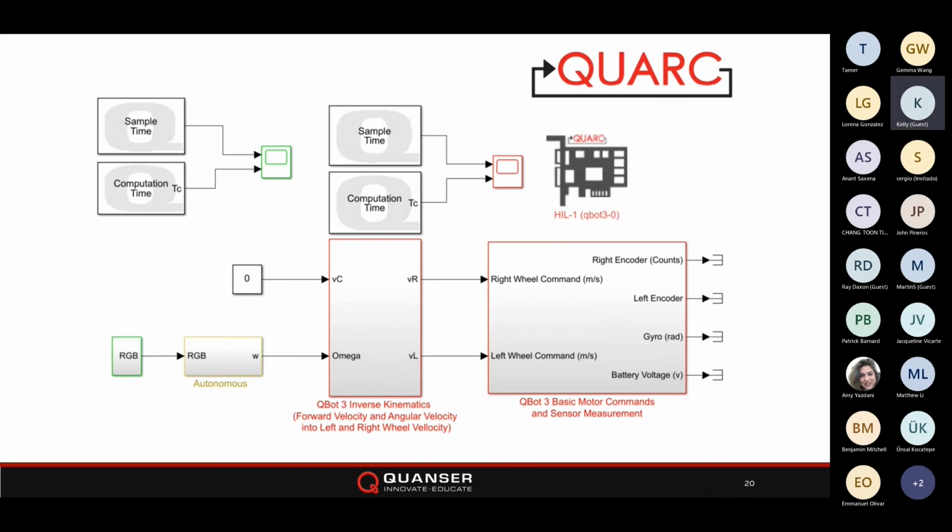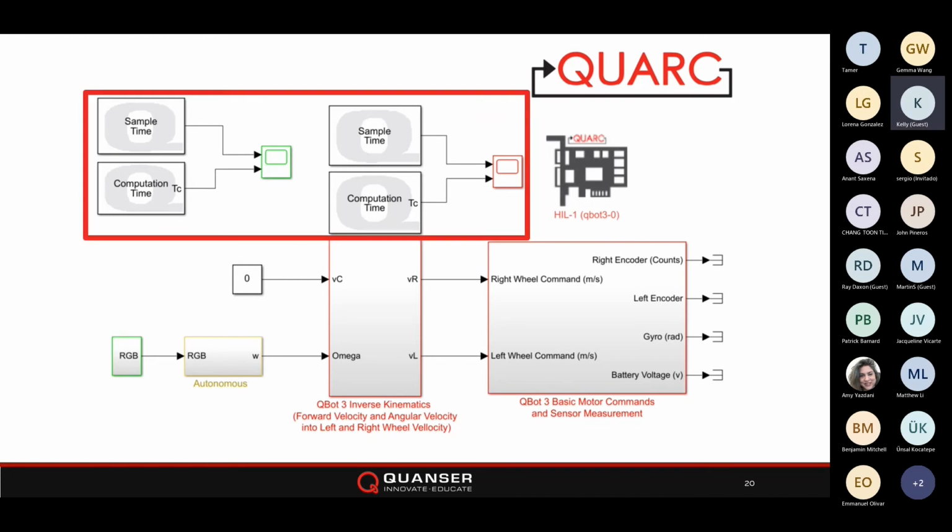Since this demo is a little more complex, we have things separated by subsystems. However, there's a few things to highlight here. First, we have our Quark Hill initialize block. This block allows interfacing between our MATLAB model and any of our products. So we always need one of these when using Quanser products, whether it's hardware or software.